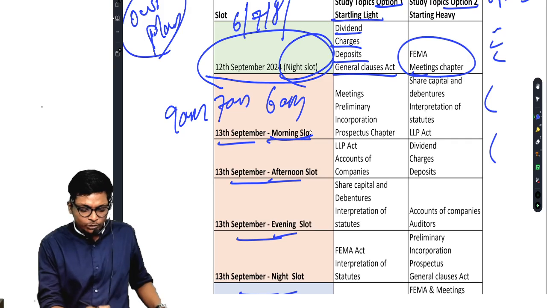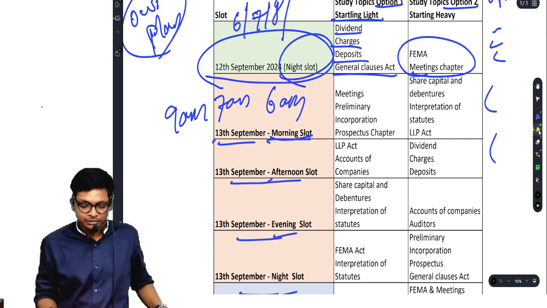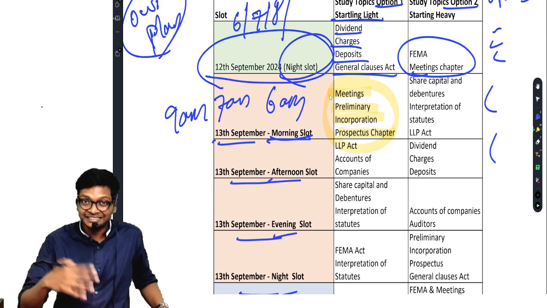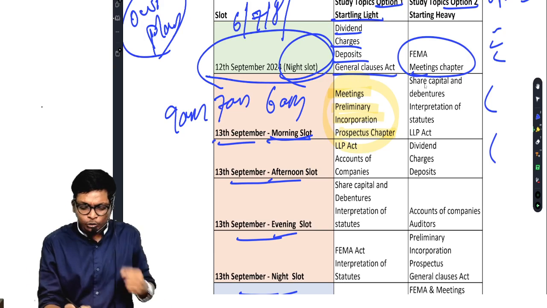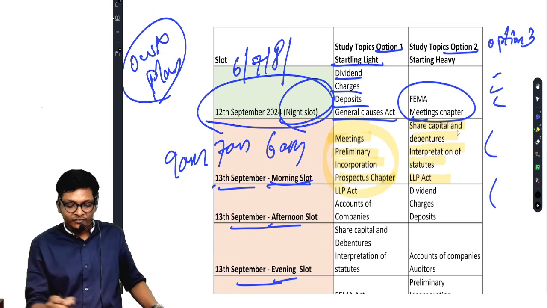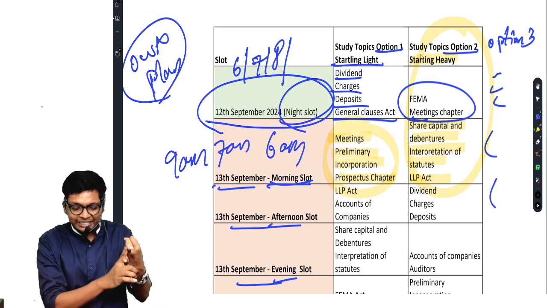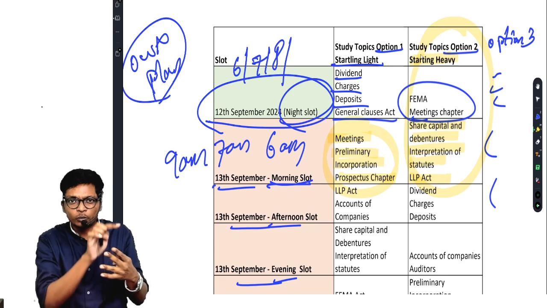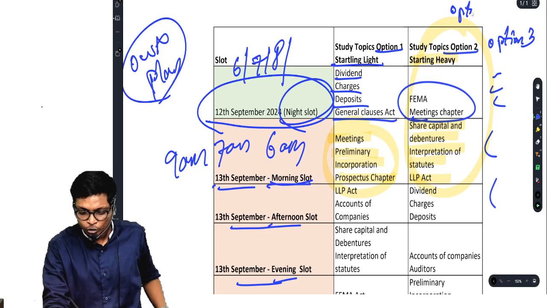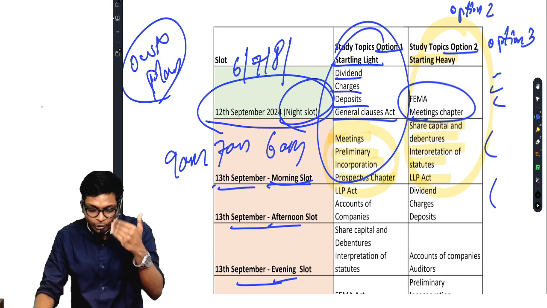For example, day 2, 13th morning, you are going to be very fresh. So in this slot, those who are starting light will do meetings, preliminary, incorporation, prospectus. Others who are ready to go full pumped up will do share capital, debentures, interpretation of statutes and LLP. If you look at the difference in starting heavy, by the next day morning itself, meetings is over, share capital is over, FEMA is over, LLP is over, all the big chapters are over for you. That means I would strongly recommend option 2. Unless you don't have the energy today, it's okay, you will slowly catch up in option 1.